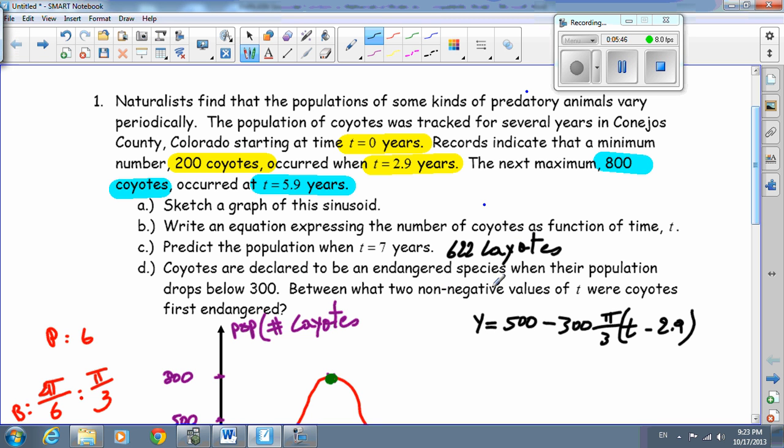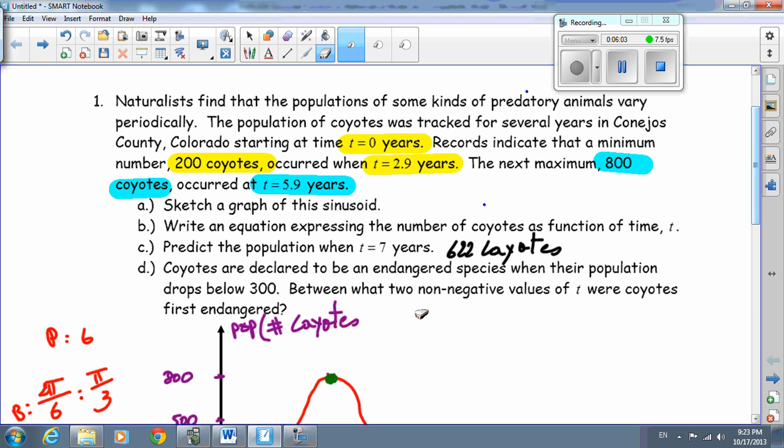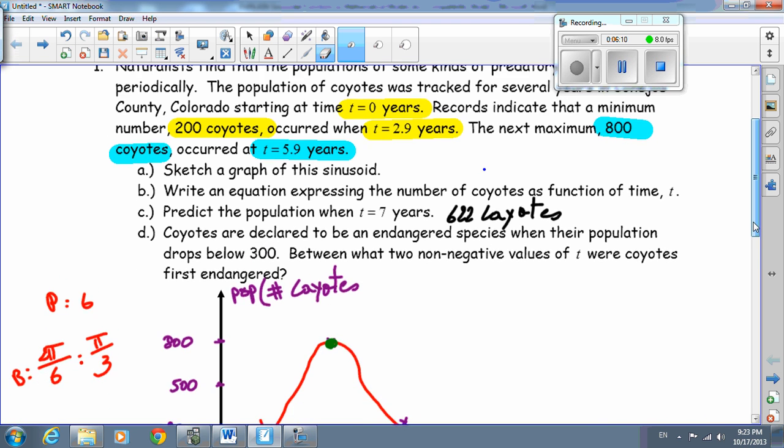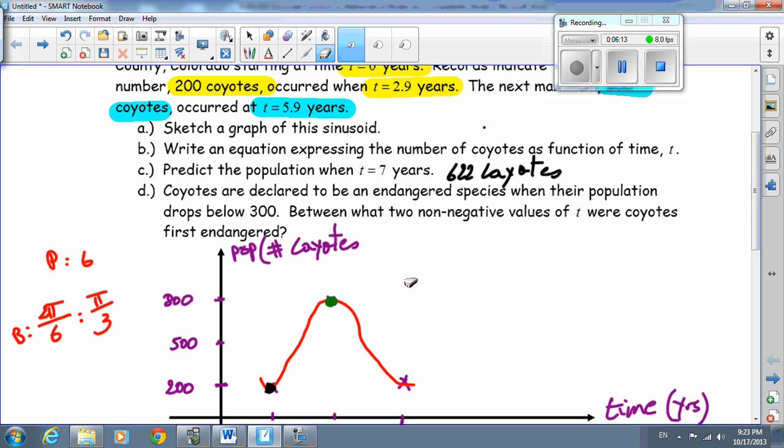Coyotes are declared to be an endangered species when their population drops below 300. Between what two non-negative values will the population be below 300? I will erase this to write somewhere below it to answer this question. What you have to do here is figure out when it is going to drop below 300. So put your equation in the calculator, graph the line y equals 300, and you will find out that it is between 2.097 and 3.703 years. Between those two, the population will drop below 300.